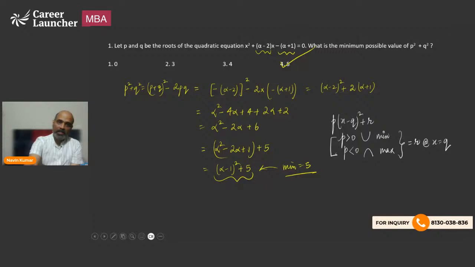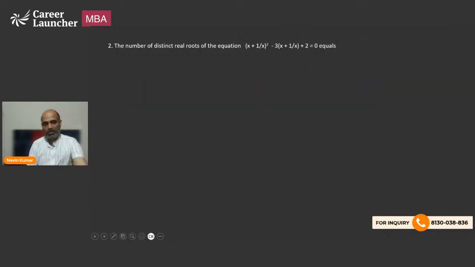Okay, let's move over to the next question. Now you were close. (x plus 1 upon x) whole square minus 3 times (x plus 1 upon x) plus 2 is equal to 0. How many distinct real roots of the equation are we going to have?